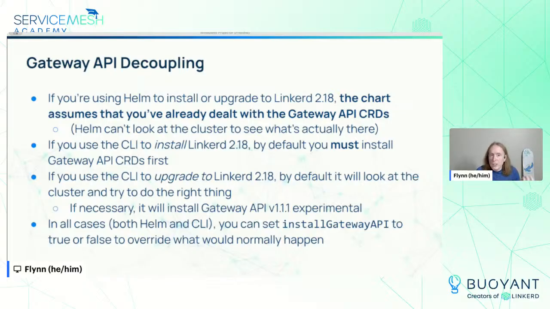So if you really, really want the Linkerd CLI to install the Gateway API CRDs for you, you can set install Gateway API equals true, and it will do that. Not the best practice, but you can get it to do it if you really need to. And you can also set it in the Helm chart. Worth pointing out, in Linkerd 2.19, the defaults are going to change to don't ever install Gateway API. So with Linkerd 2.19 and later, you will have to use install Gateway API if you really want Linkerd to do this for you.